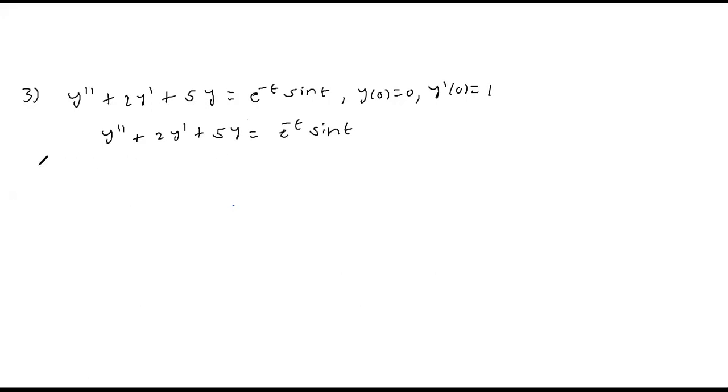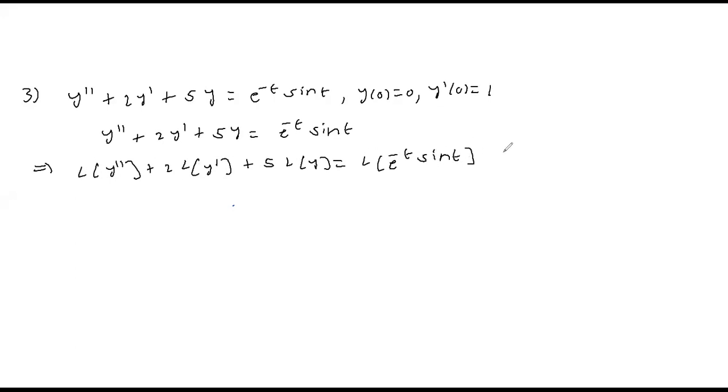Apply Laplace on both sides. Can I apply Laplace to each term by linearity? So Laplace of y double dash plus 2 times Laplace of y dash plus 5 times Laplace of y is equal to Laplace of e power minus t sin t. Because Laplace is a linear operator, I can apply Laplace transforms to each term.